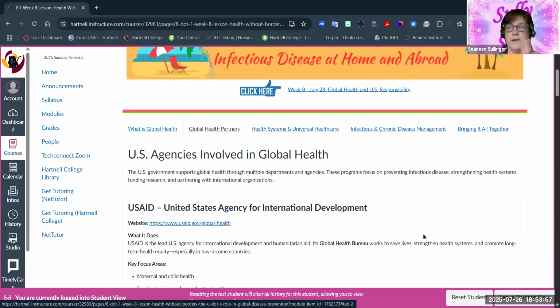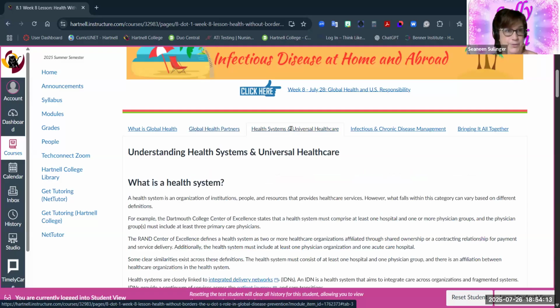In talking about these organizations, we talked about health systems. What is this health system that they keep saying they're trying to create infrastructure for and to help promote a strong health system? So let's take a look. That would be the next part of the lesson.